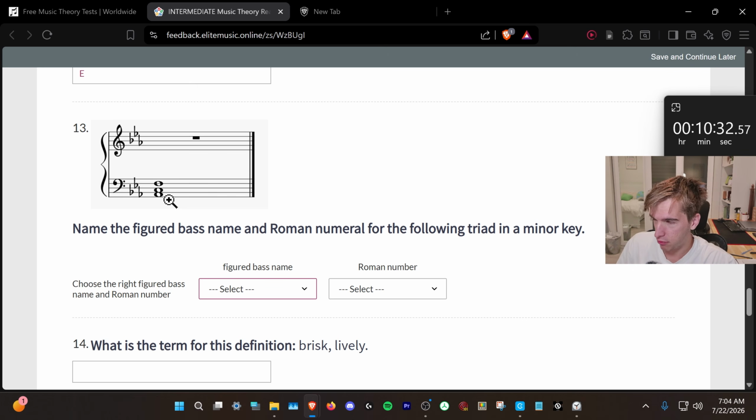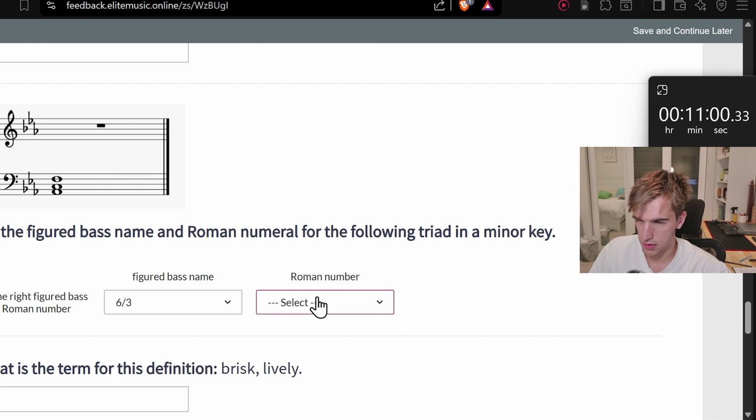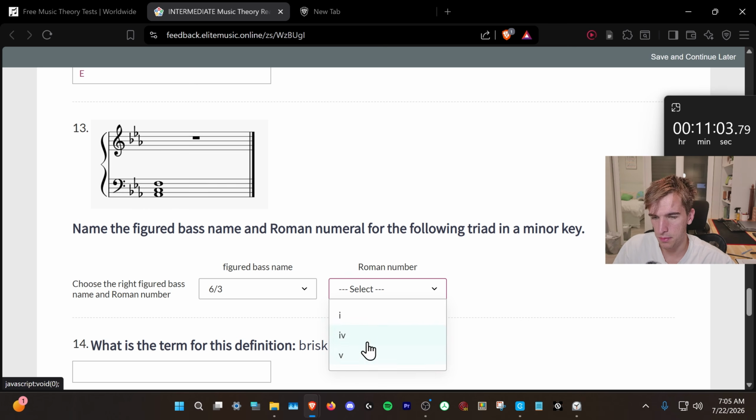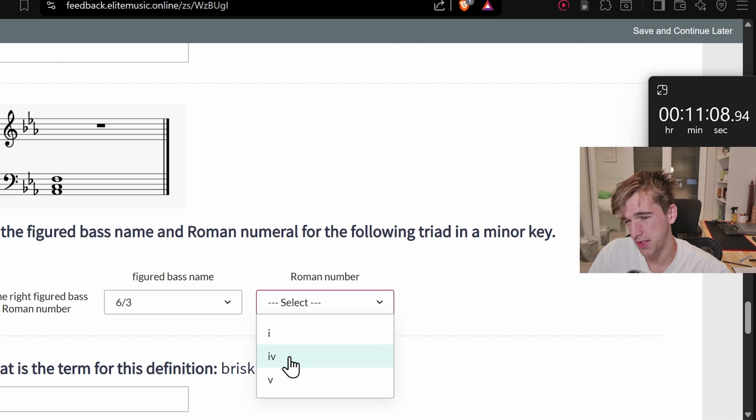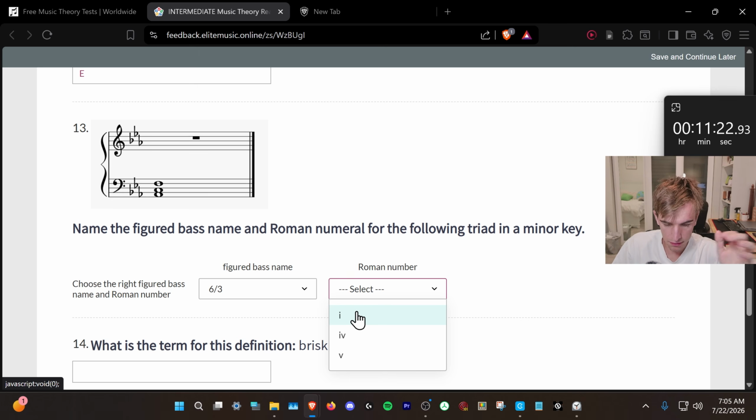Okay, A flat and C. We're just gonna do this again. I don't know. Oh, it says in minor, so apparently it's minor. Oh, because it's this minor 6th, I guess. So we have the key of E flat. So E flat, F, G, A flat. A flat is the 4th.